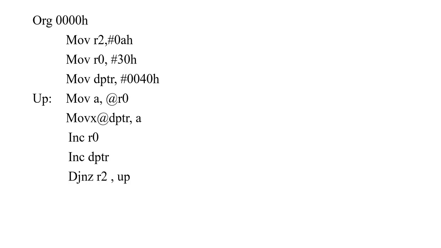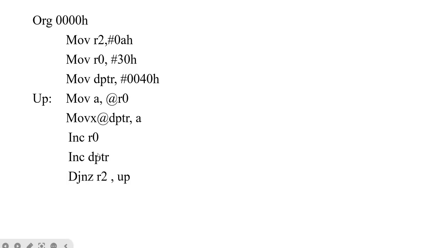The next instruction is DJNZ R2, UP. It will decrement R2. Earlier R2 was 0A, now it will become 09, and it will jump to the label UP if it is not 0. Now R2 is not 0, therefore it will jump to this label and again execute this loop. Next time R2 will become 8, again not 0, therefore again it will jump. This loop will be executed 10 times because R2 is initialized with 0A, and 0A is nothing but 10.